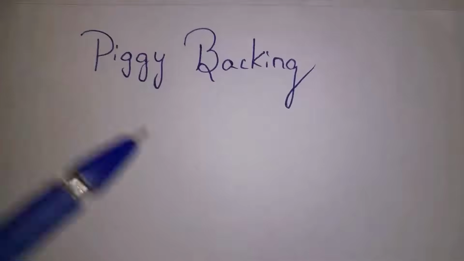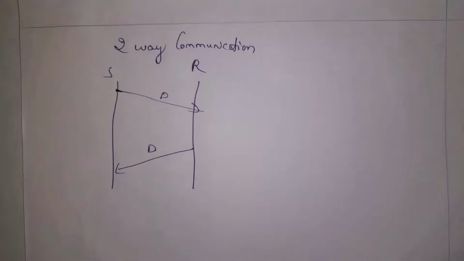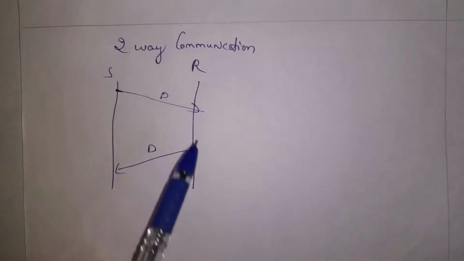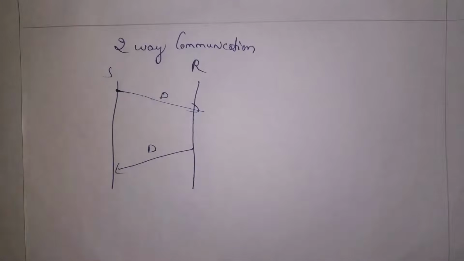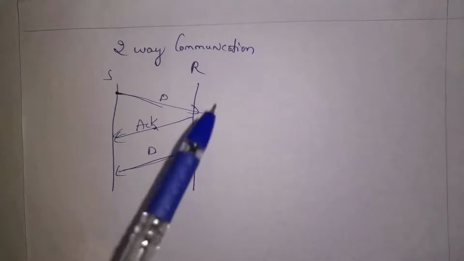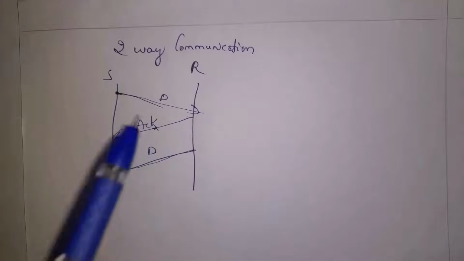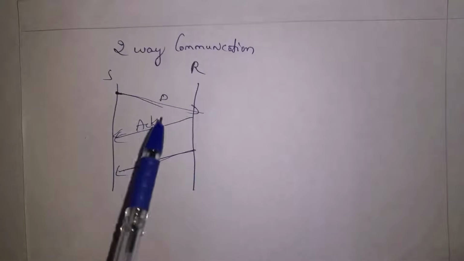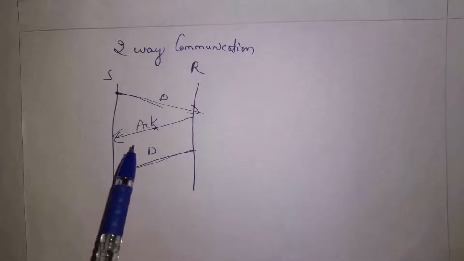Next I will explain what is piggybacking. Guys, piggybacking method is used in two-way communication. For example, there is sender and there is receiver. In piggybacking method, not only sender will send data, but also receiver will send data. At first, whenever sender sends data, receiver will send acknowledgement. Acknowledgement is nothing but reply message. Receiver will send a reply message whether data is received correctly or not.